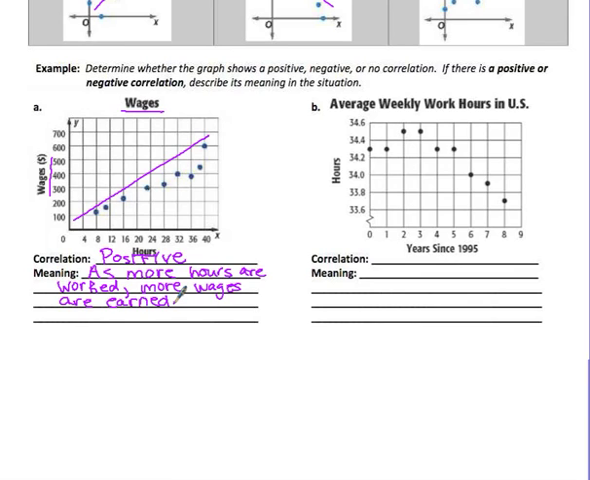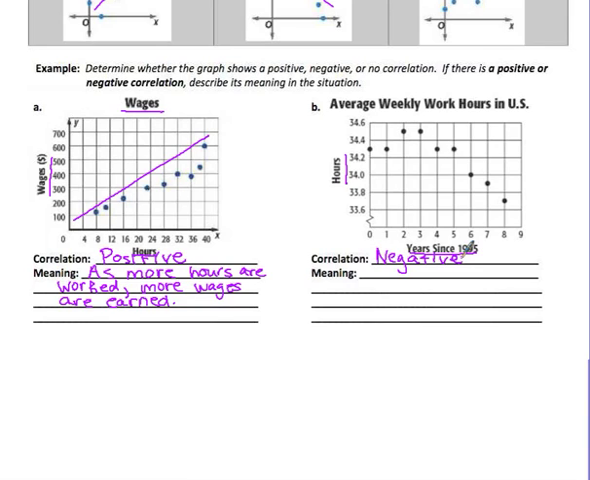Okay? Look at B. It says average weekly work hours in the U.S., and I have hours over here, and I have the years since 1995 here. So again, we're looking at the correlation. As I'm looking at my dots, I see they do have a correlation. I could probably make a line in here somewhere. And as I notice my years going up, so my x value is going up, my y values are actually going down. So that is a negative correlation. And again, I have to explain it.